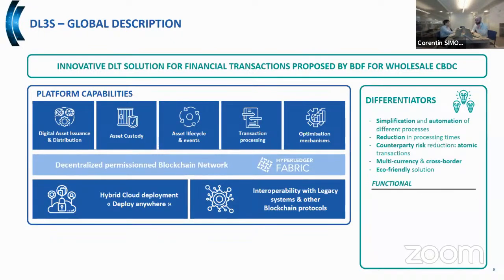We have several differentiators for this platform. For example, the simplification and automation of the different financial processes that I mentioned previously, with reduction in processing times compared to what we currently have in legacy systems. Counterparty risk reduction with atomic transactions thanks to the DLT technologies, but also the use of central bank currency. Multi-currency is possible on the platform, but also cross-border payments. And the platform was built in an eco-friendly way.